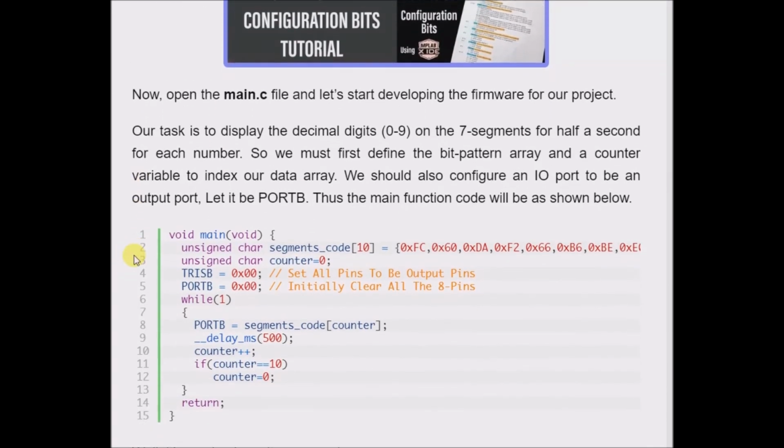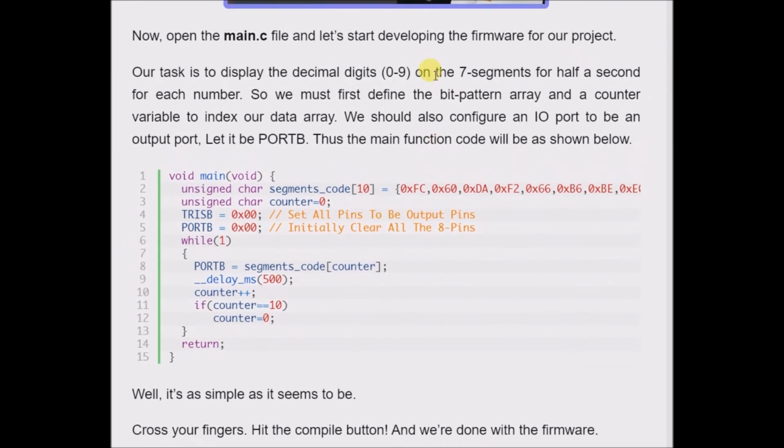Now open the main.c file and let's start developing the firmware for our project. Our task is to display the decimal digits 0 to 9 on the 7 segments for half a second for each number. So we must first define the bit pattern array and a counter variable to index our data array. We should also configure an input-output port to be an output port. Let it be port B, thus the main function code will be as shown below.